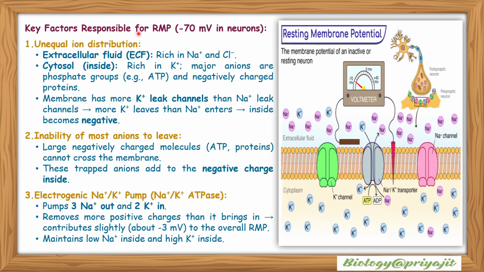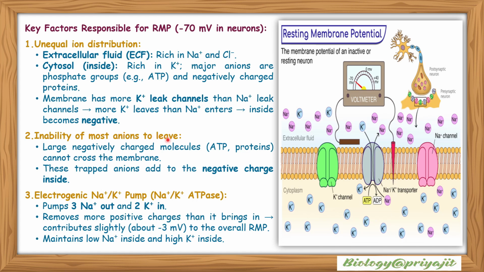Key factors responsible for the resting membrane potential, which is minus 70 millivolts in neurons. Unequal ion distribution: the extracellular fluid, or ECF, is rich in Na+ and Cl-, while the cytosol inside is rich in K+. Major anions are phosphate groups, like ATP, and negatively charged proteins. Membranes have more K+ leak channels than Na+ leak channels. More K+ leaves than Na+ enters, so the inside becomes negative.